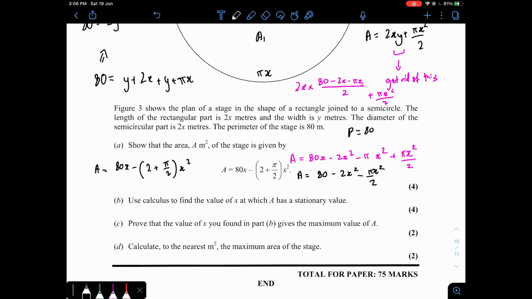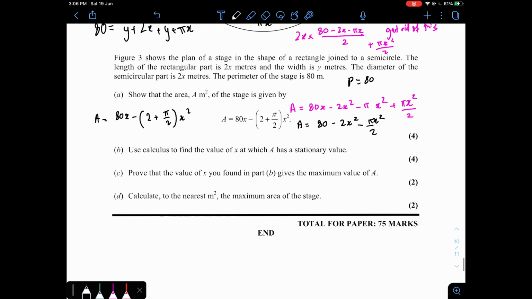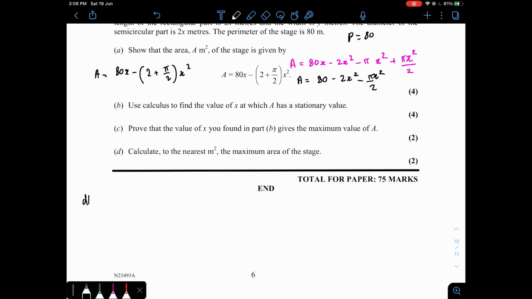Okay. Use calculus to prove the value of x which has a stationary value. So that will be dA over dx, right? We differentiate it, what will we get? First we have to simplify what A is. So A is actually just ATX minus 2x squared minus pi over 2 x squared. So when you differentiate it, you will get AT minus 4x minus pi x.